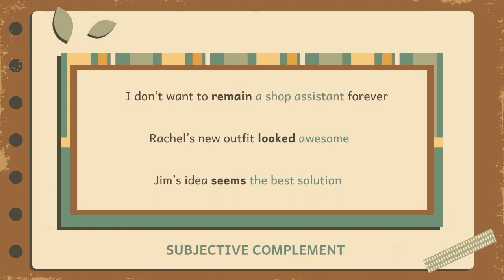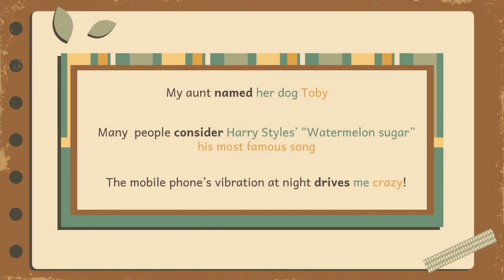We are now considering the changing of a linking or sense verb for a transitive verb, one that requires a direct object to complete its meaning. "My aunt named her dog Toby." In this sentence, Toby, that is in yellow, refers to her dog, that is in green, which is the object of the sentence. The same happens in the following sentence. "Many people consider Harry Styles' Watermelon Sugar his most famous song." In yellow, the complement that describes the direct object, which is in green.